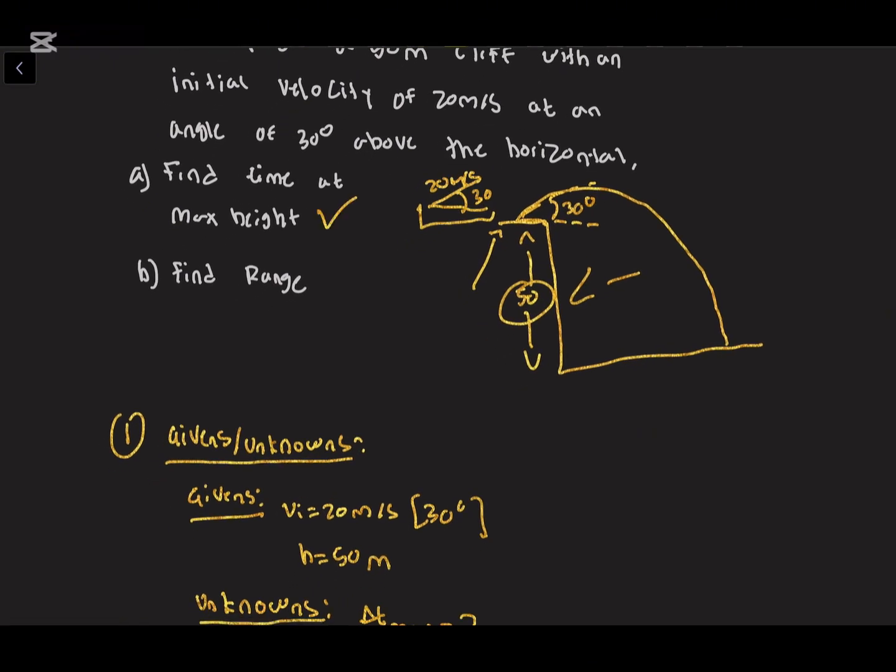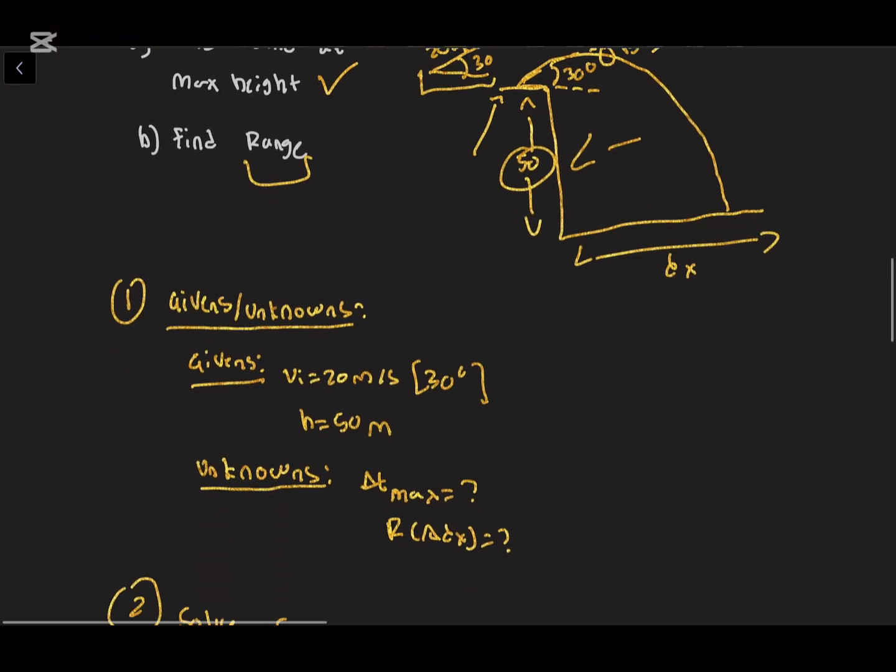So what does that mean? That means that at the max height, so at point B, what is the delta t, right? So what is the delta t? And then we're going to find the range, right? So what is the range? The range is the entire horizontal path that the projectile travels.